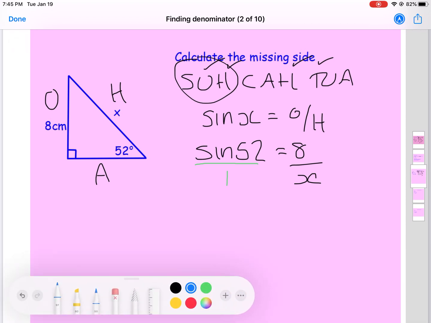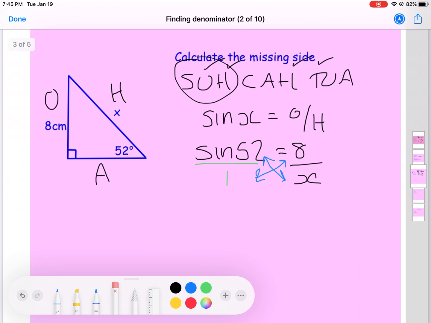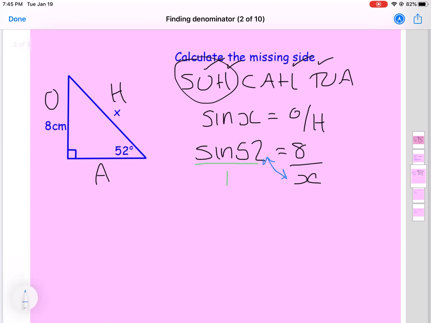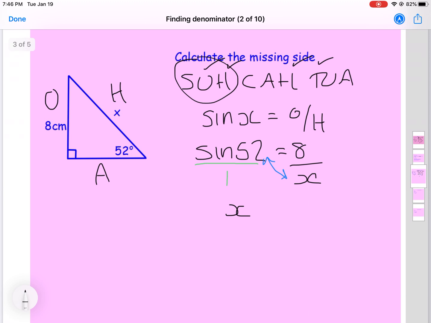And the easiest way to rearrange this is to cross multiply. Now we could cross multiply also the 8 and the 1, as long as we switch them over and it goes through the equal sign, that's alright. But we are just going to do it with the sine 52 and the x. Now what happens when I cross multiply here is that I end up with the x going on the left hand side and 8 stays where it is and the sine 52 gets replaced.